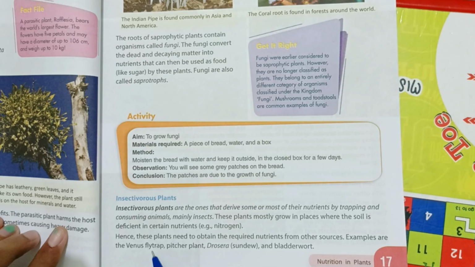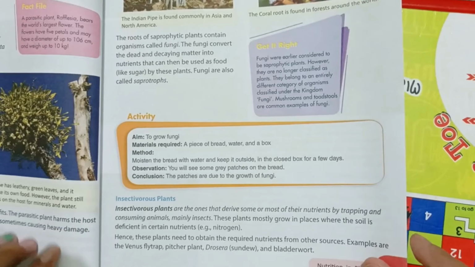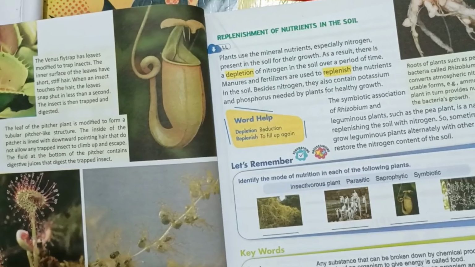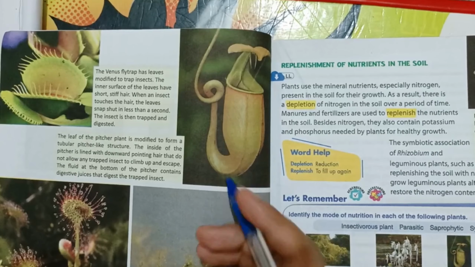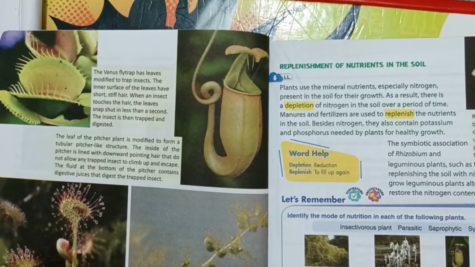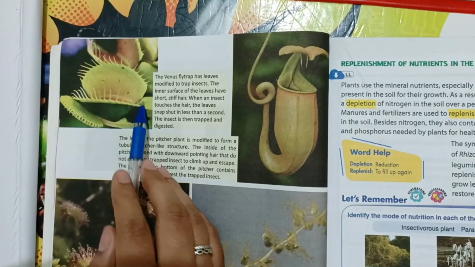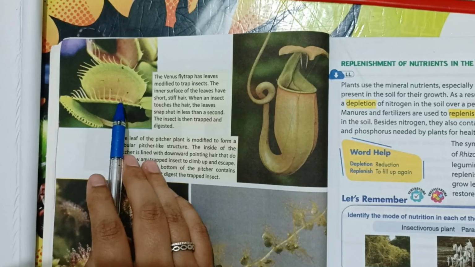Examples are Venus flytrap, pitcher plant, drosera, that is sundew, and bladderwort. These are very beautiful looking insectivorous plants which trap the insects. Obviously, they need to look attractive and beautiful so that they can attract the insects. Otherwise, why would the insects get attracted? You can see this is the Venus flytrap. It's looking so beautiful, right?